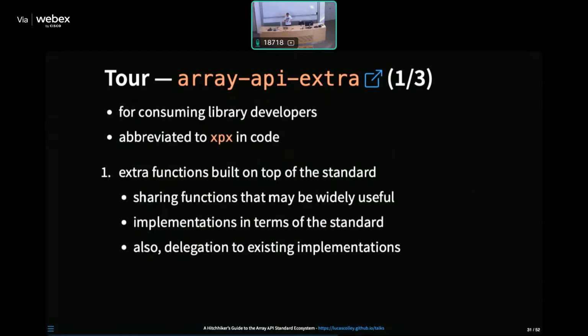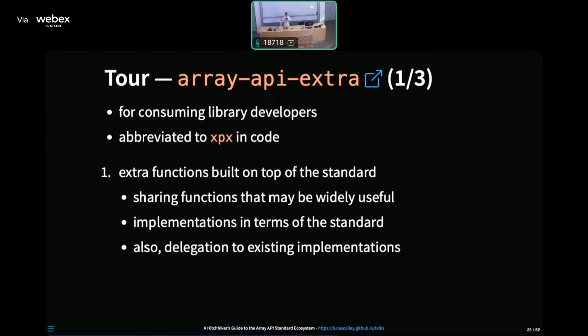Moving on to the fifth library, we have Array API Extra. This is another thing for consuming library developers, and it builds on top of the standard. So the standard is trying to define what is an array, what does an array library need to implement to really count as an array.